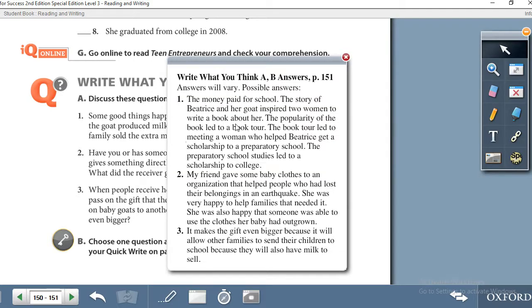So here are possible answers. Write what you think. A, B answers, page 151. Answers will vary. Possible answers. This is a possible answer for number 1, possible answer for number 2, possible answer for number 3.